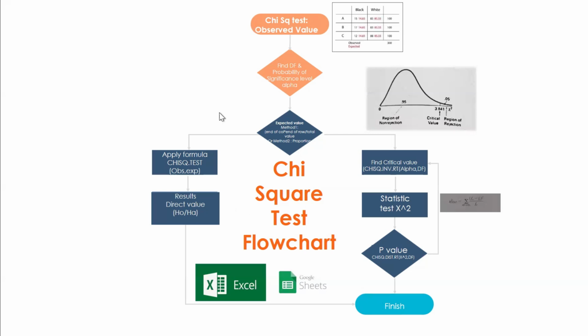So if you're doing it with the direct method, using the observed value and the expected value without finding the critical value and test statistic, then this is the easiest way.